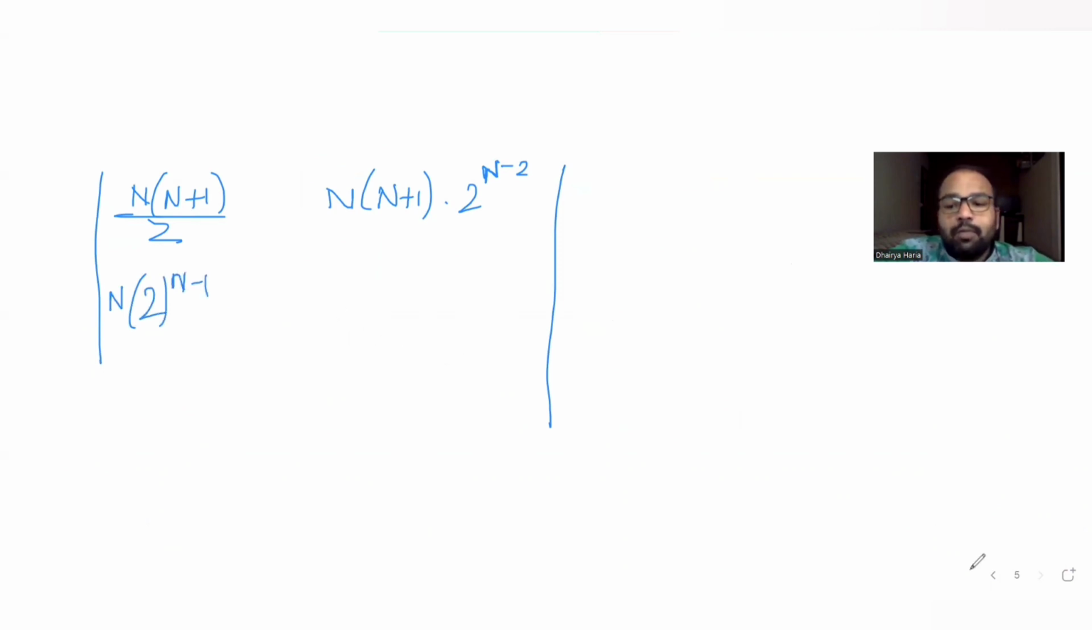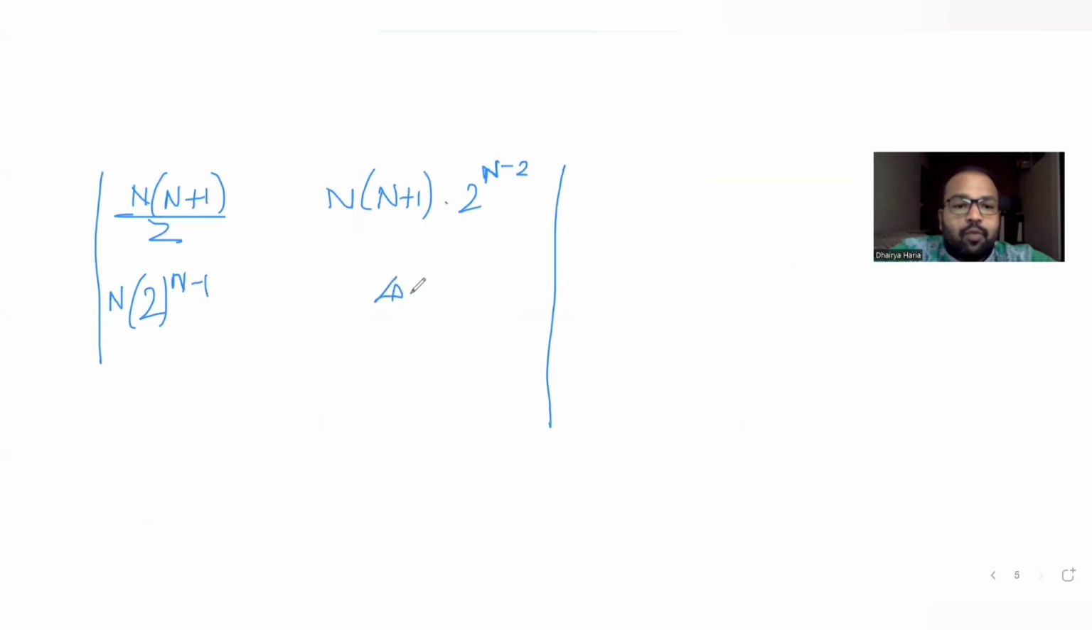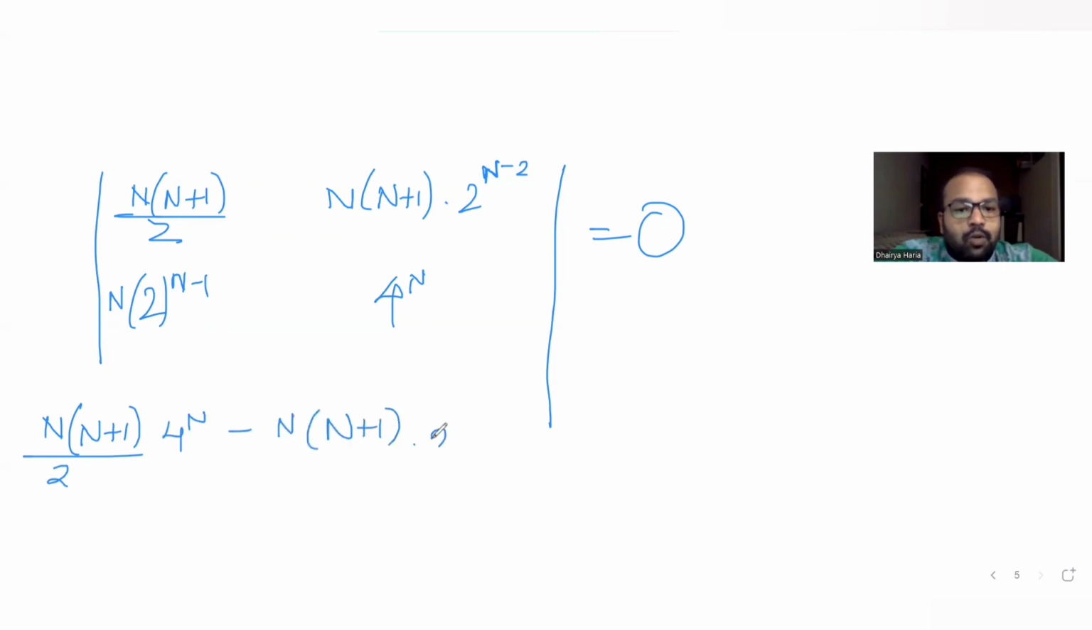And the fourth term was summation of k equals to 0 to n nCk into 3 raised to k, that was 4 raised to n. So it becomes 4 raised to n. That is given to us as 0. So it becomes n into n plus 1 upon 2 into 4 raised to n minus n into n plus 1, 2 raised to n minus 2 into n 2 raised to n minus 1, that is equal to 0.